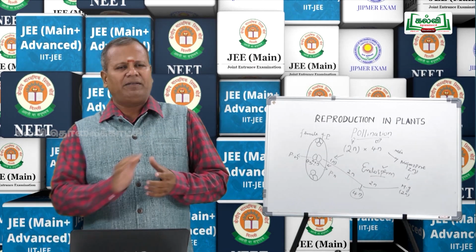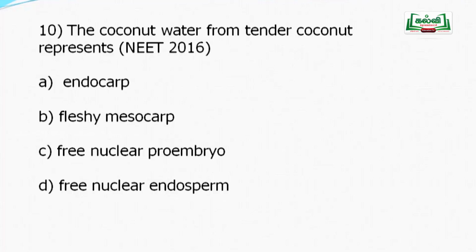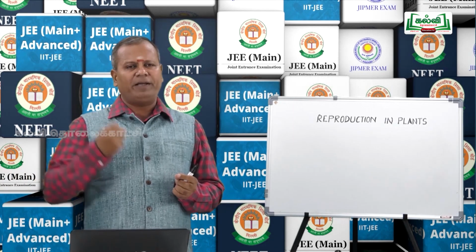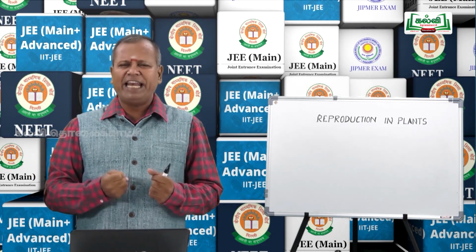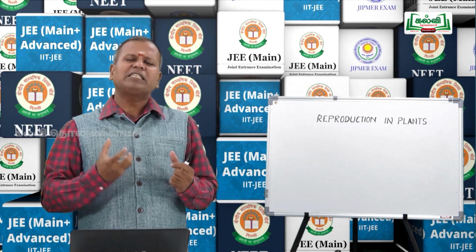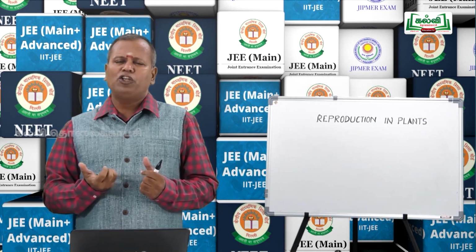Then question number 10, the coconut water from tender coconut represents. Coconut is an example of a drupaceous fruit. It is a single seeded fruit, with epicarp, mesocarp and stony endocarp. So, coconut is also a very good example of a stone fruit. Coconut is a very good example of a fleshy fruit, a succulent fruit. Here the mesocarp is not succulent in nature, it is fibrous. The endocarp is very hard in nature. Due to the presence of a very hard endocarp, it is also known as a stone fruit.